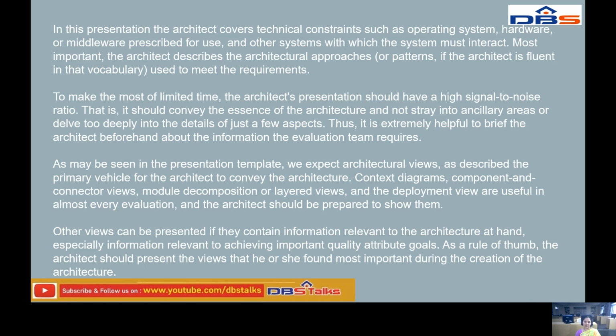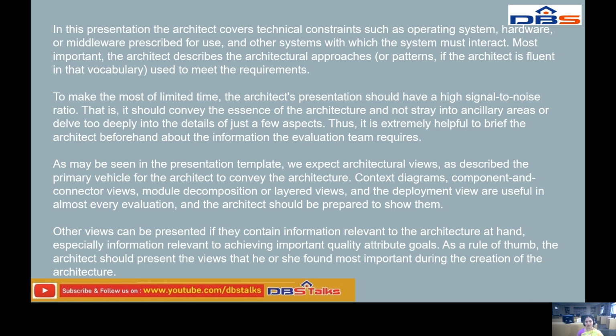So here you should mainly focus on the template. This template mainly expects the architectural views, which describe the primary vehicle for conveying the architecture. So these are different types of views as we learned: context diagram views, component and connector views, module views, some deployment views and all. Other views can be presented if they contain information relevant to the architecture at hand, especially information relevant to achieving important quality attribute goals.